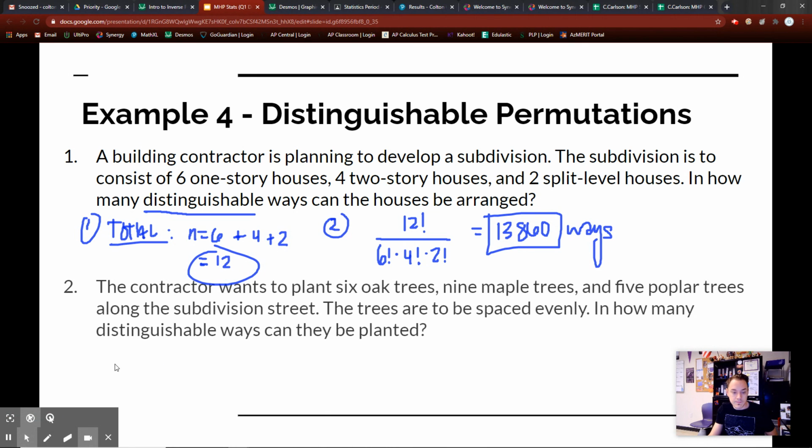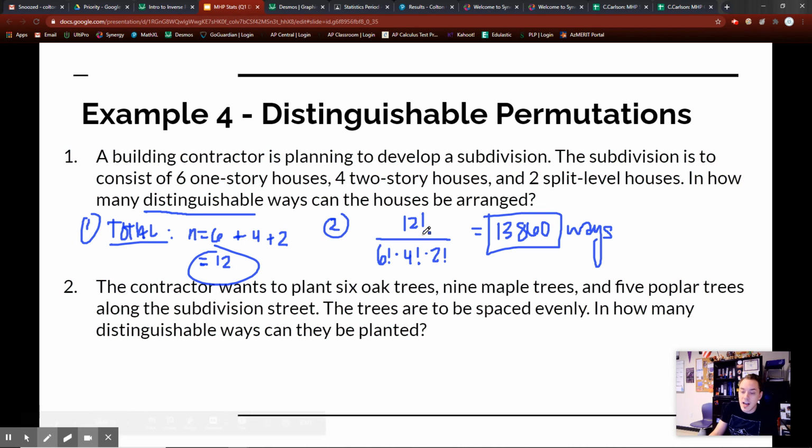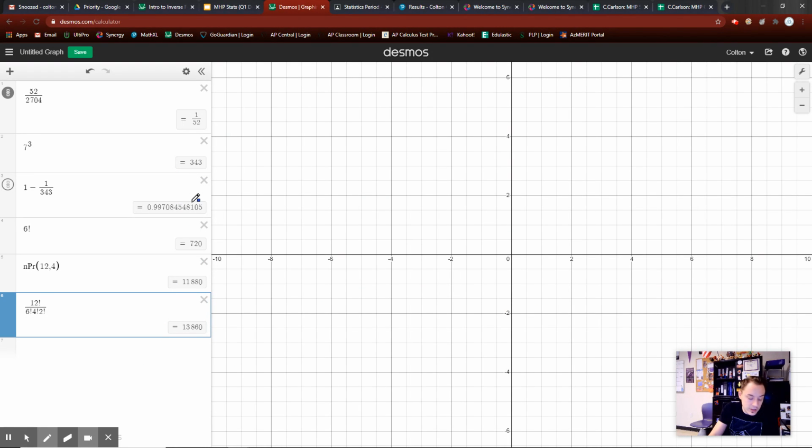My next one: the contractor now wants to plant 6 oak trees, 9 maple trees, and 5 poplar trees along the subdivision. First off, I need to find my n. So 6 plus 9 plus 5, which equals 20. My second step is to do 20 factorial all over 6 factorial times 9 factorial times 5 factorial. So then go back to Desmos, and we can actually simplify this out.